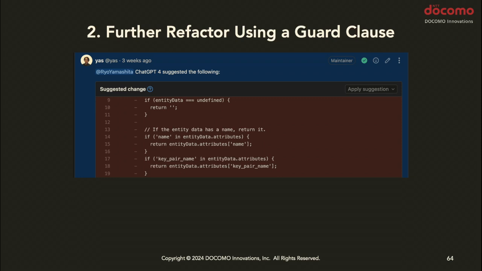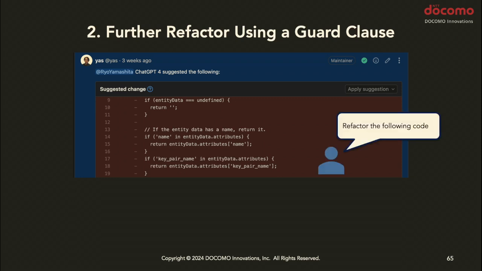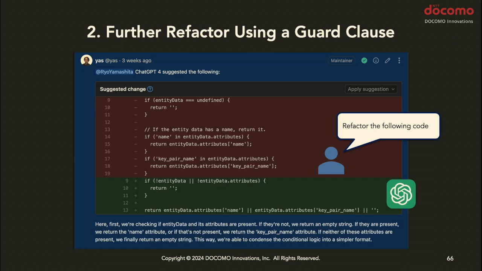The second example furthers the use of guard process in refactoring. When prompted with refactor the following code, it replaced the parts highlighted in red with the sections in green at the bottom, and even provided an explanation for the refactored code. So this case simplifies 3 if statements into just one, making it vastly simpler for the reader like me, like us.